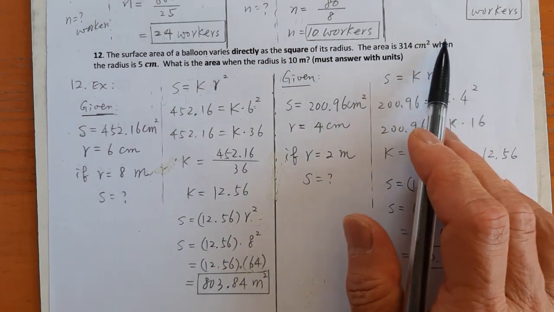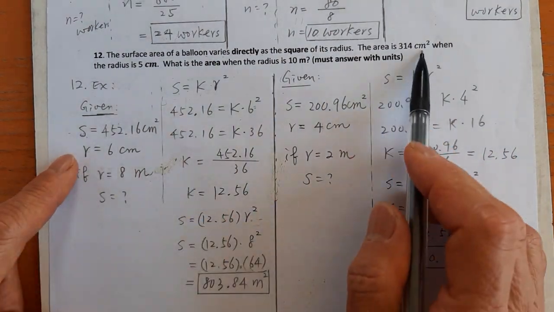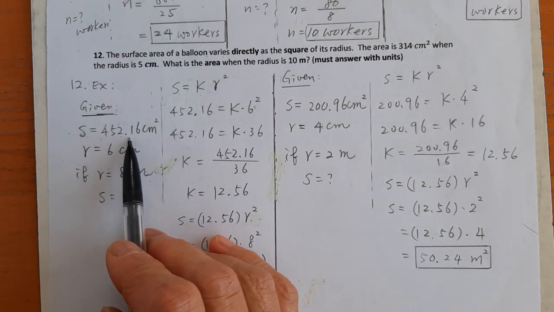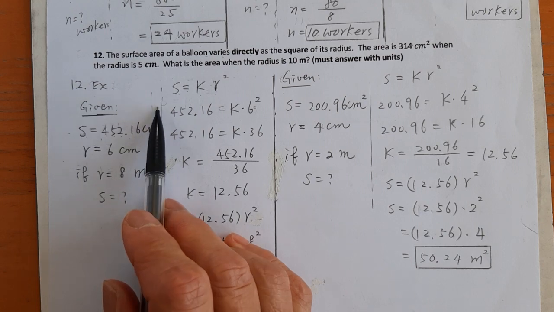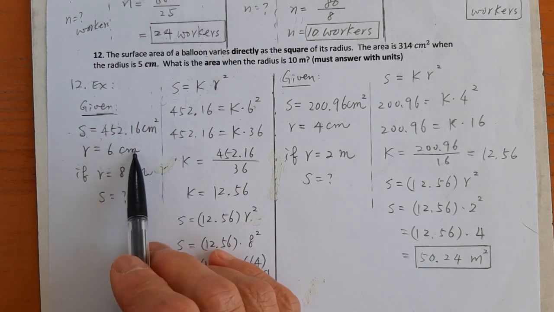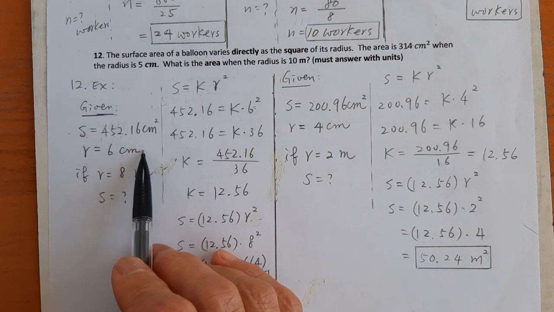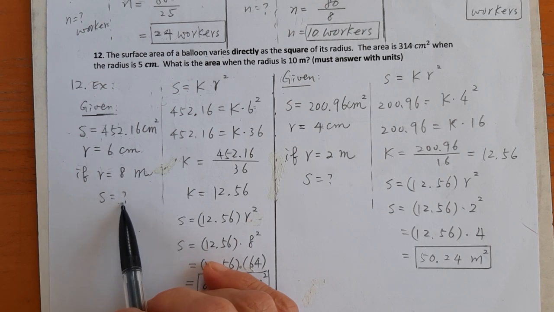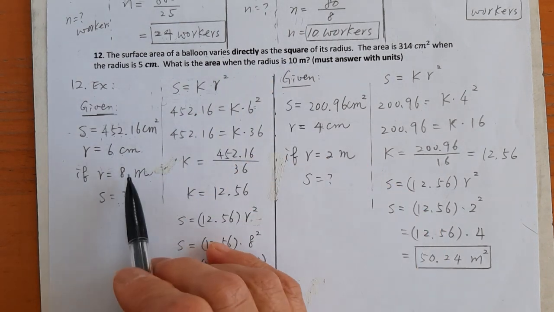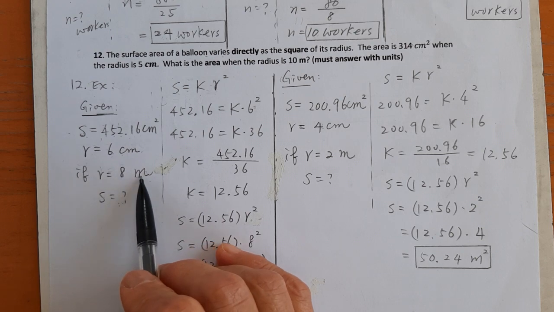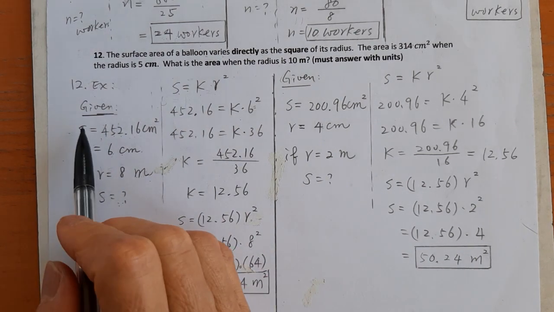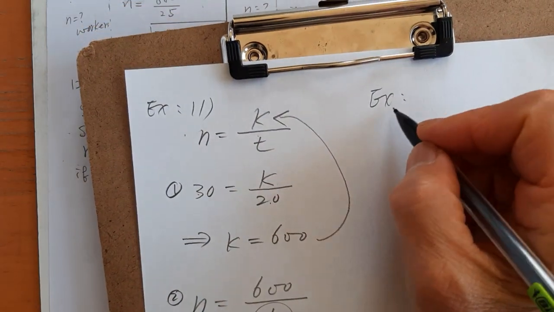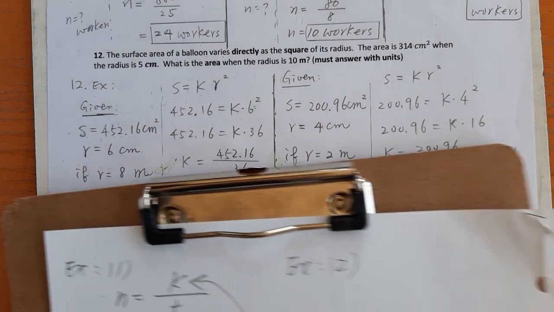Now, if given the surface area, this is your homework question, I changed the numbers. The surface area is 452.16 centimeters squared, and the radius is 6 centimeters. And what is the area, what is S, when the radius is 8 meters? So first of all, from this given condition, you will do that, question 12, examples.